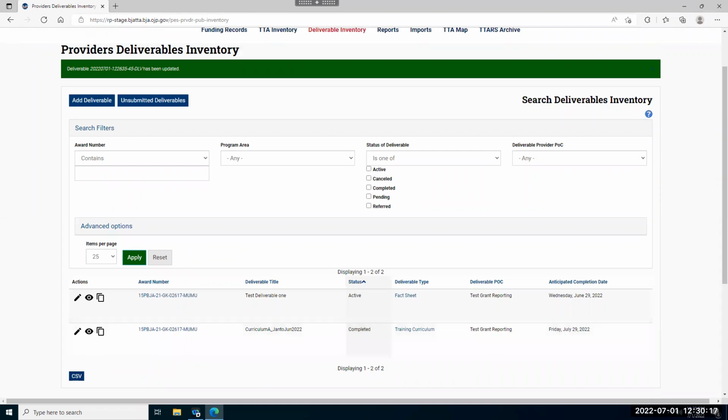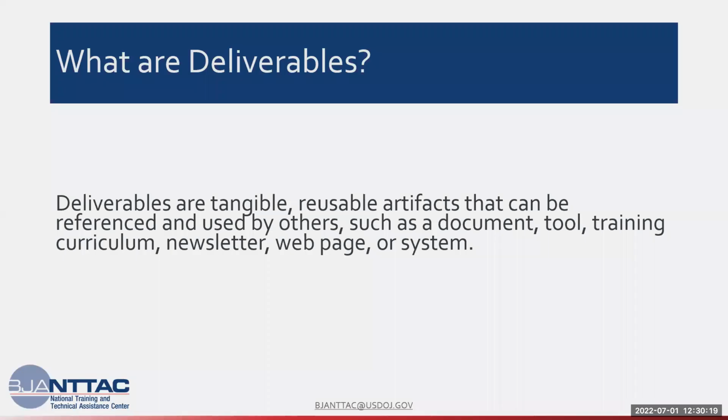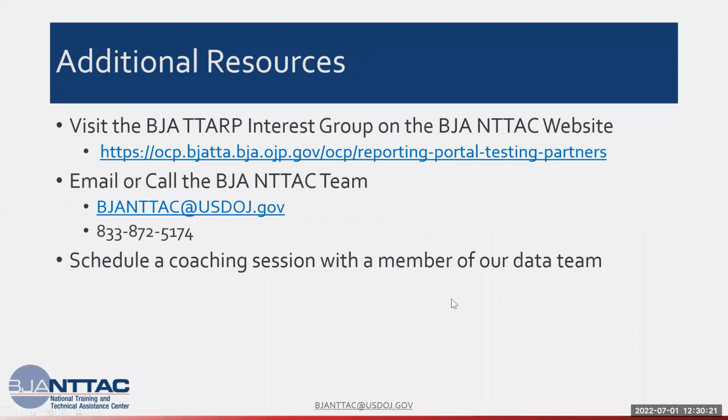If you have any questions or would like additional support on navigating the BJA TTARP, there are several different resources available. You can visit the BJA TTARP interest group on our website, or you can email or call the BJA NTAC team at the email address or phone number listed below. You also have the option to schedule a coaching session with a member of our data team to go over any issues you may have or to set up a training for you or your organization.